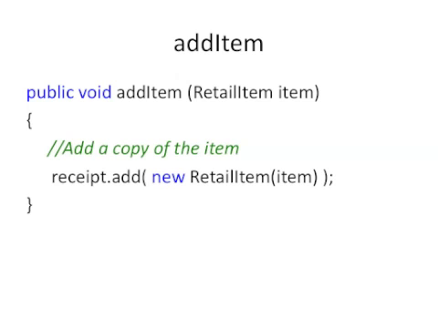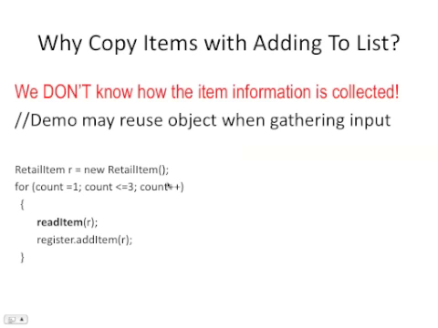I want to emphasize that you need to add a new retail item, not just simply add the item. You need to add a copy of the item. The reason is that we don't know how the item information is collected. The demo may reuse the same object when gathering input. For example, in my demo I may have declared one retail item, and then I may read in the item each time, update it, and add the new item to my register.